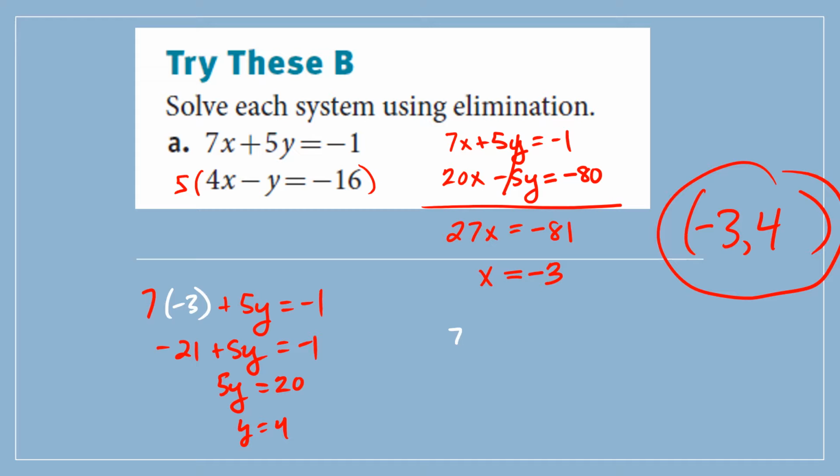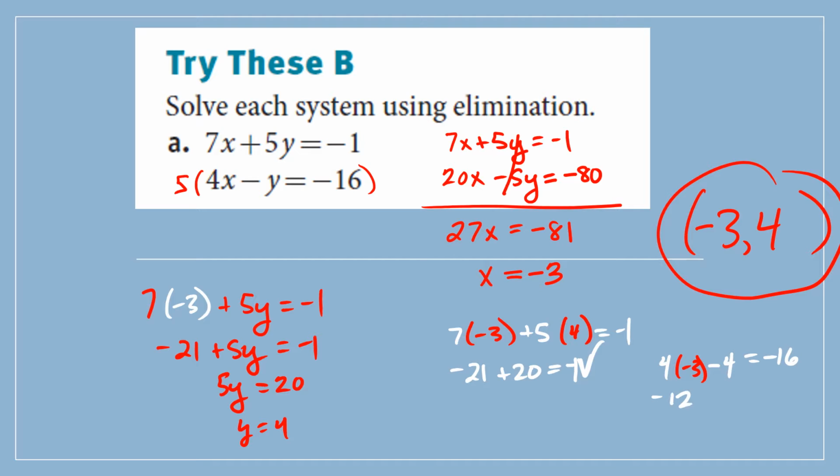Let's prove it. So 7 times negative 3 plus 5 times 4 should equal negative 1. So negative 21 plus 20 equals negative 1. Oops, negative 1. And that's my check mark. I was prematurely checking things. So that one's right. If I check the other one, 4 times negative 3 minus y, which is 4, should equal negative 16.